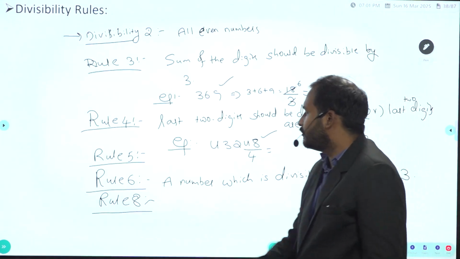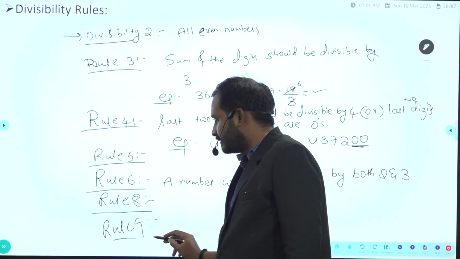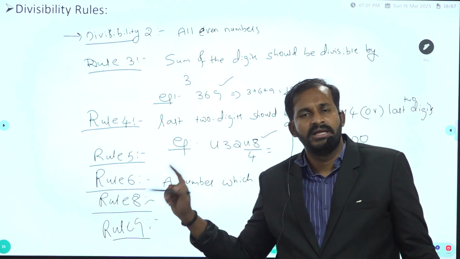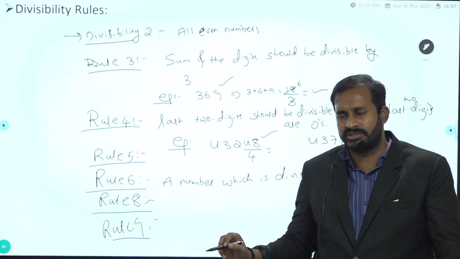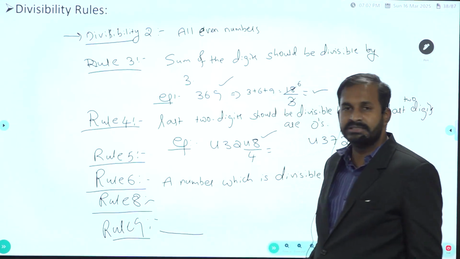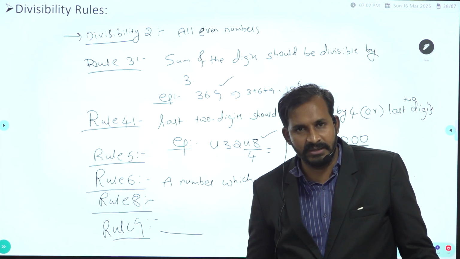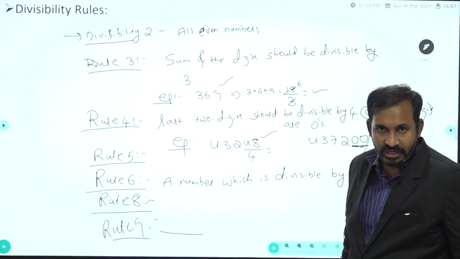Okay. Next, what is the rule for 9? The rule for 9 is similar to the rule for 3. There we did the digit sum. If the digit sum is divisible by 3, then the number is divisible by 3, right? Similarly here also, we will add the sum of the digits of the given number. If that sum is divisible by 9, then the number is divisible by 9, else it is not divisible by 9.